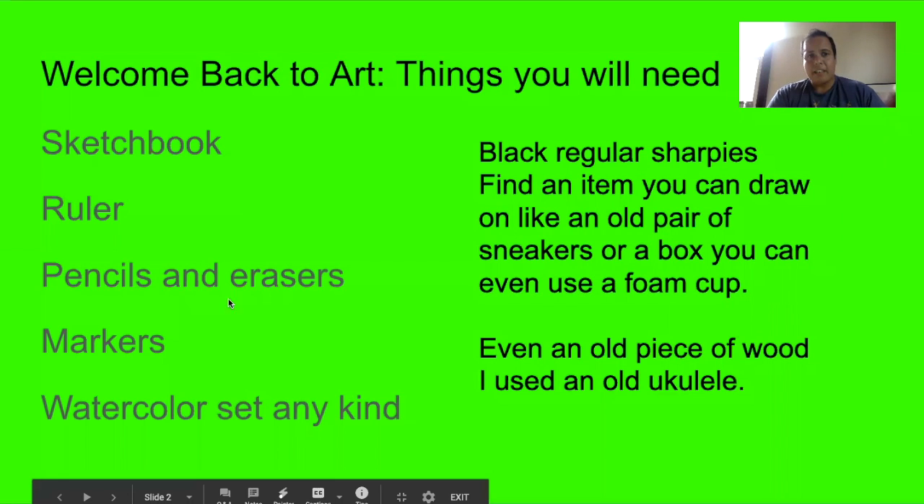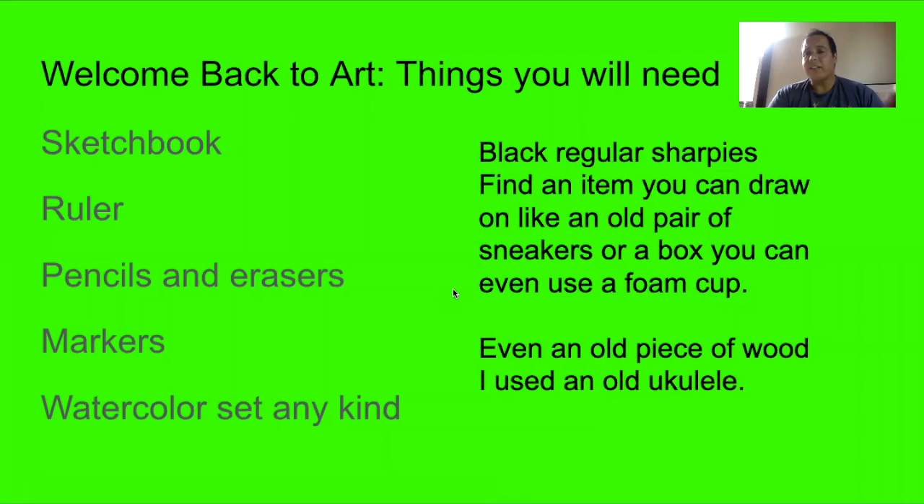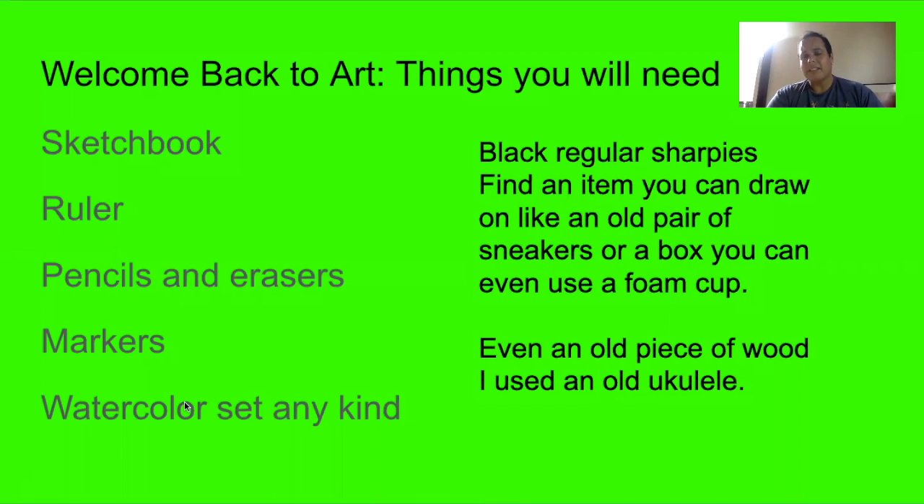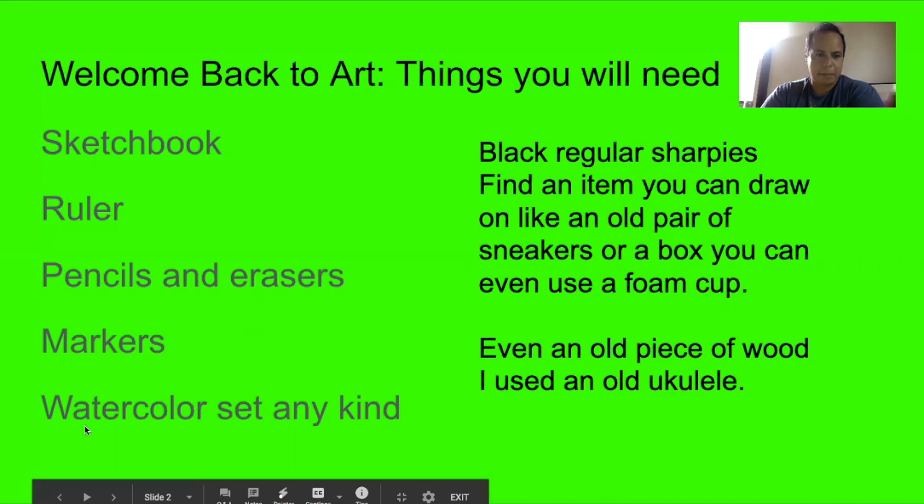So your next slide will usually have the things that you're going to need. You're going to need a sketchbook. So it should be already on the list. And if you didn't get it yet, go out and make sure you have one of those. You're going to need a ruler, pencils and erasers, markers, and a watercolor set of any kind. One of the kinds I would recommend is a Prang watercolor art set. You could use Crayola. If you have Crayola and that's all you have, that's great. And if you can't get anything on this list, let me know right away and I'll get it out to you. Your parents can pick it up.